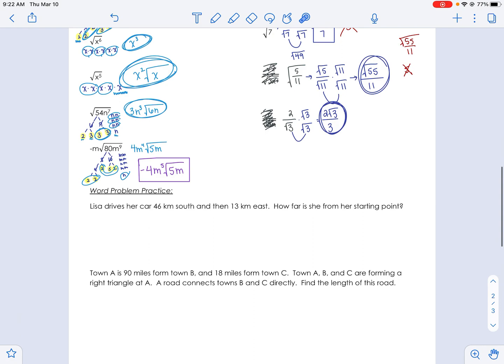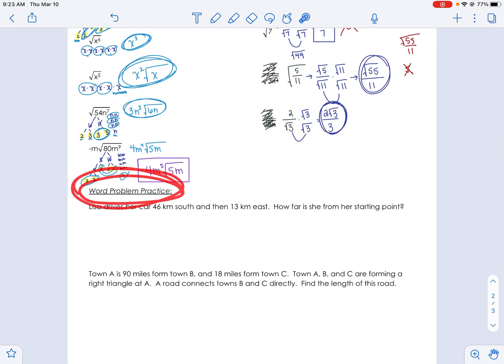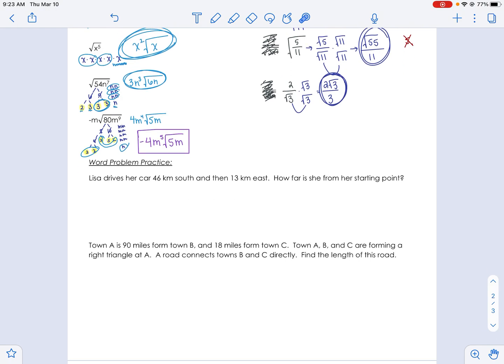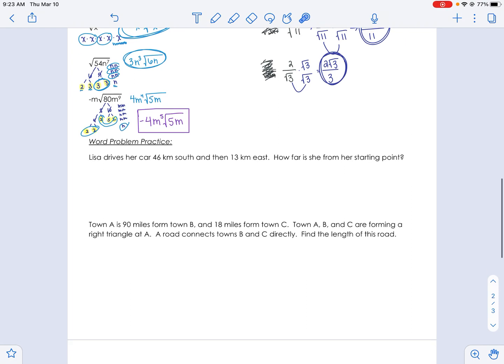Now, another part of Unit 5 that people tend to hate is word problems. But what's really nice about all of these word problems is that they're all going to be triangles. We're in a triangles unit, so every word problem is going to be a triangle. So let's take a look at a few, and you're just going to see that they're really not as difficult as you might have thought they would be.